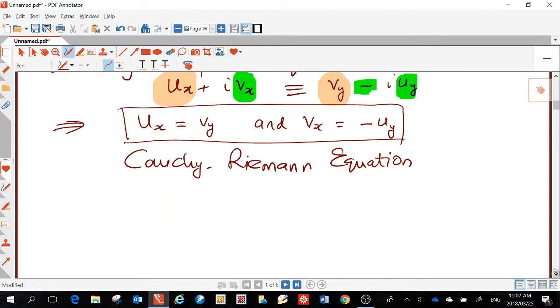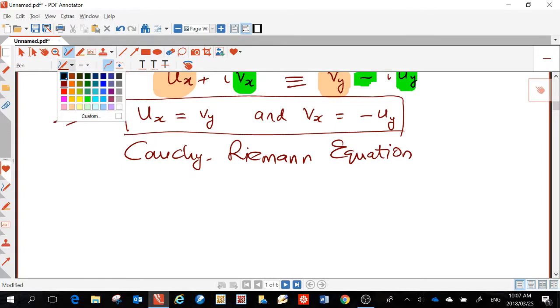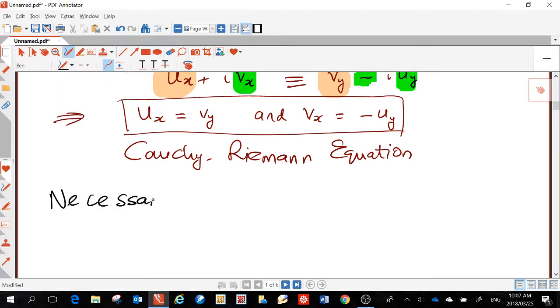So I just want to make the important point that these are what we call necessary conditions, not sufficient. Necessary, but not sufficient. In other words, for a function to be differentiable, this must hold. But if this holds, it doesn't necessarily mean the function is differentiable.